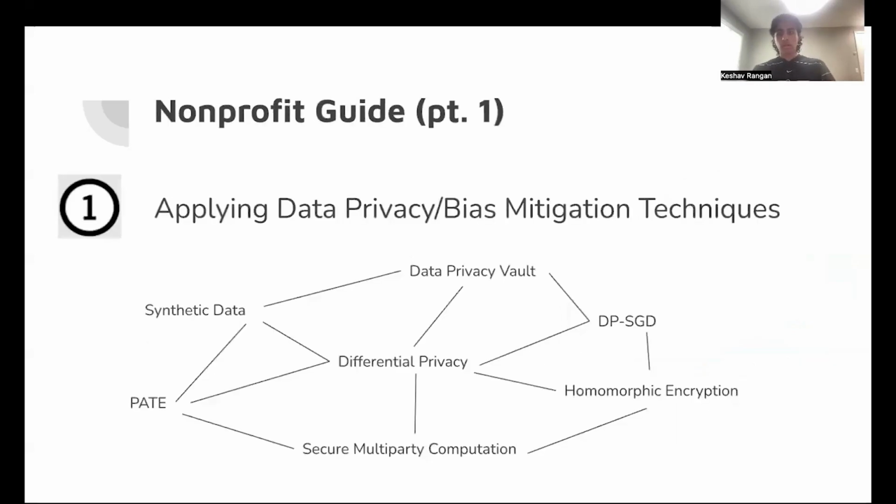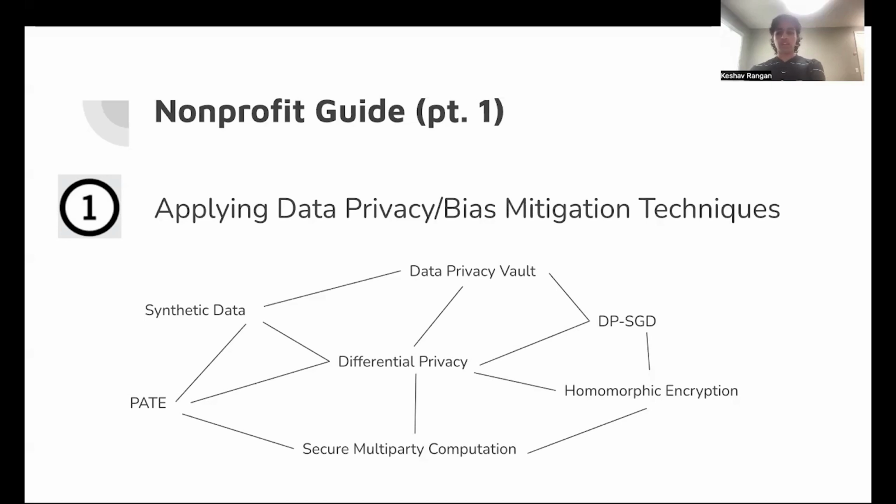Our paper concludes with a guide for nonprofits to safely and effectively implement AI. It begins with information on how to implement the data privacy and bias mitigation techniques we discussed earlier. We recommend using synthetic data for smaller scale use cases and teams without technical backgrounds. We recommend differential privacy and homomorphic encryption approaches for more advanced applications with lots of backend data developed by teams with stronger technical backgrounds.